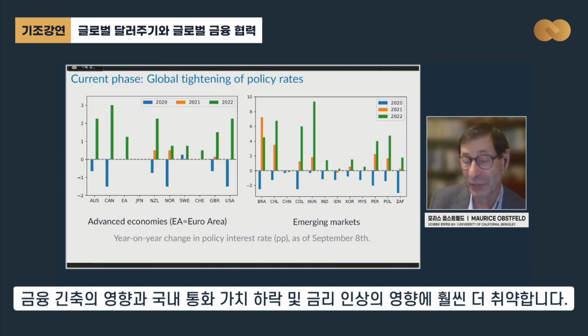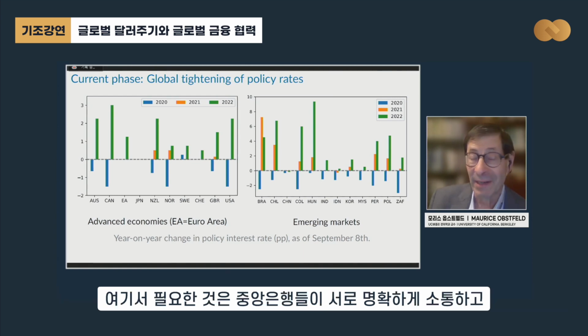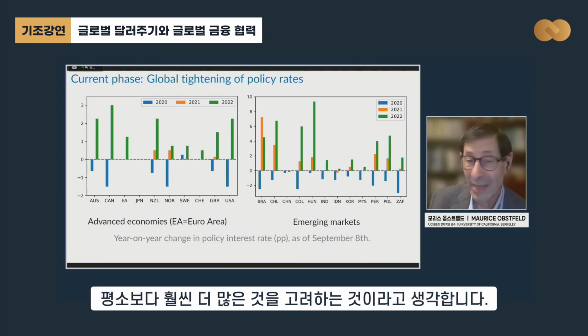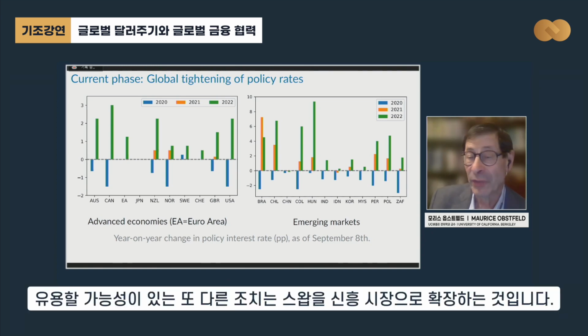and higher interest rates. What is needed here, I think, is for central banks to communicate clearly with each other and to take even more account than they normally would of the actions of central banks abroad and of the reactions to their own policies. Another measure that could be very useful would be a greater extension of swap lines to emerging markets.